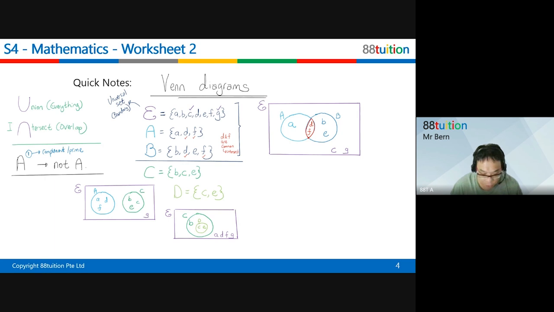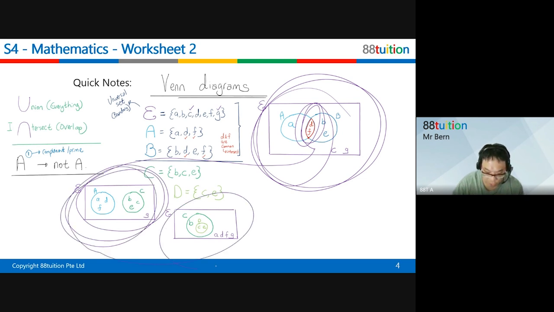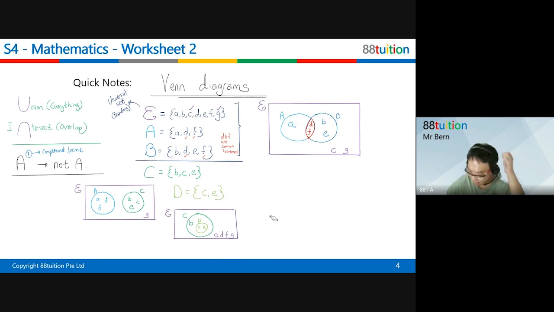So there can only be three situations. Situation number one, they overlap a little bit. Situation number two, they never touch each other. Situation number three, one is inside the other. So these are the only three situations that can occur. You must be able to see, by looking at the elements, whether they have anything in common or not. These are what I call Venn diagrams. It's ultimately about circles and rectangles. Then slowly they will ask you questions.